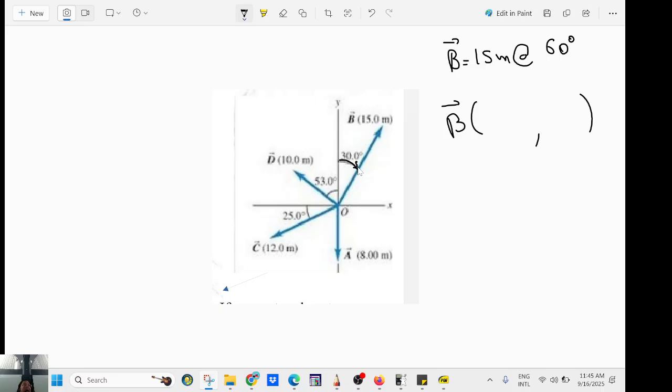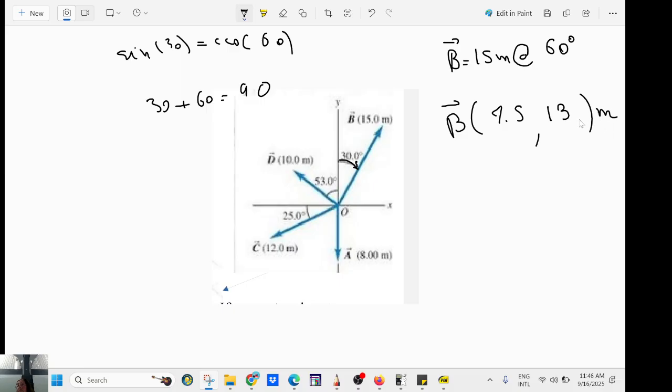Okay, it's called complementary angle, 60 and 30. So cosine 60 is the same thing as sine 30, right? Sine 30 is the same thing as cosine 60, because 30 plus 60 is 90. So if you do 15 sine 30 or 15 cosine 60, what do you get? Very good, 7.5. That will be the x component, and then 13 will be the y component, and the units, I'm going to place here. Agree?